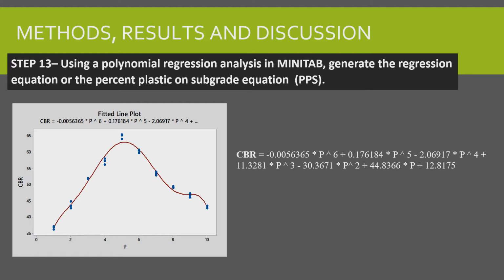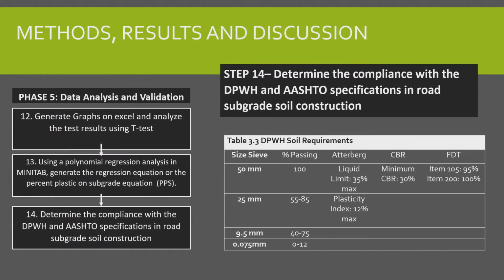So the equation describes the relationship of CBR and the percent plastic on soil subgrade. This equation is then called the PPS equation. The fifth stage in the data analysis and validation phase is to determine the compliance with the DPWH and ASTM specifications in road subgrade construction.